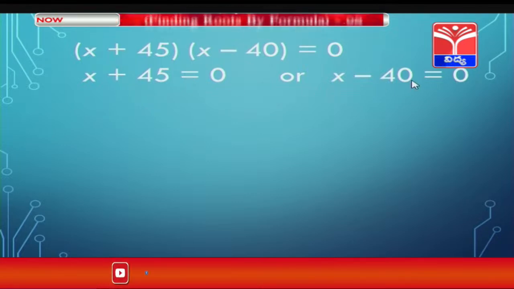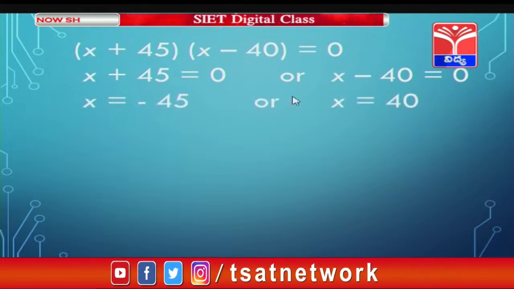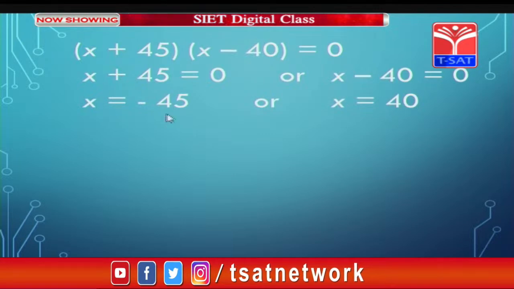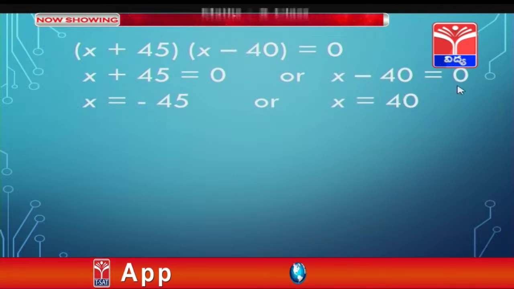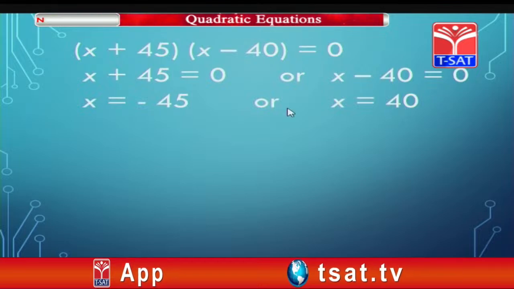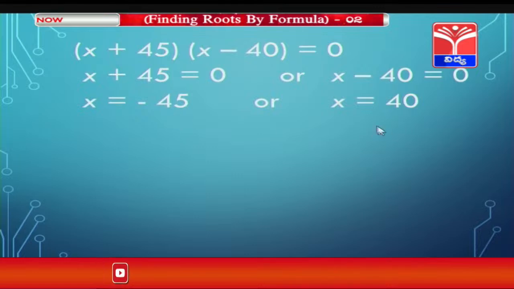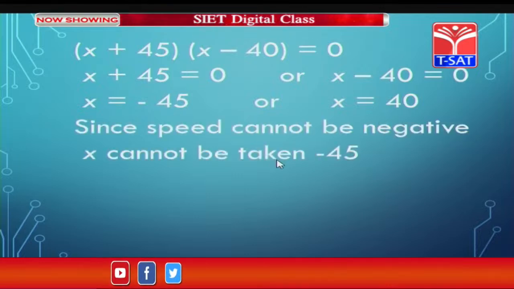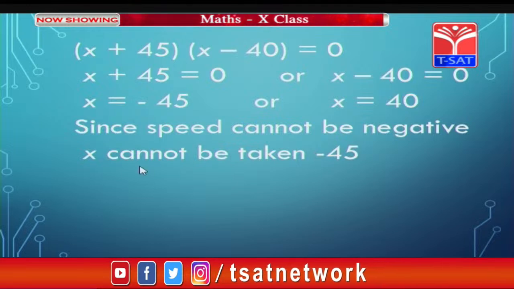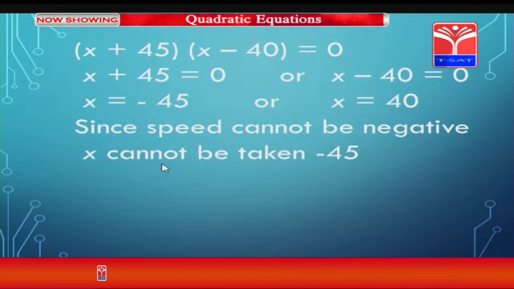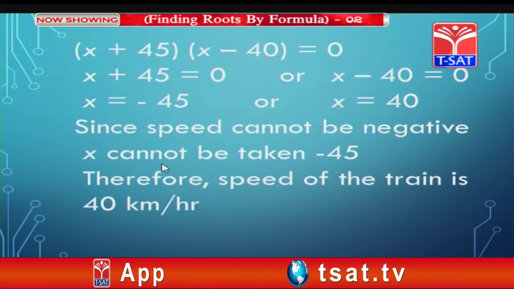So, let us transpose the terms respectively. When I shift this plus 45 to the other side, I get x value as minus 45, and when I am transposing this minus 40 to the other side, I get plus 40. So, I get two values for x, which is minus 45 or 40. Now, we are trying to find the speed of the train and we know that speed cannot be negative. So, we cannot consider the value of minus 45 for x. So, the speed of the train should be 40 kilometers per hour.